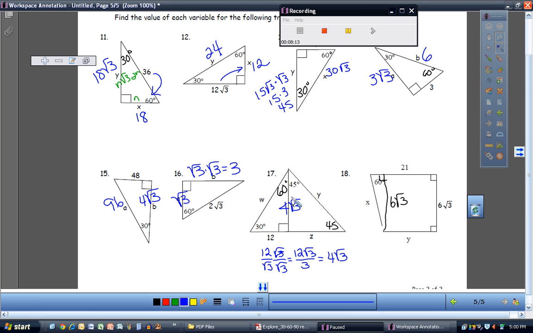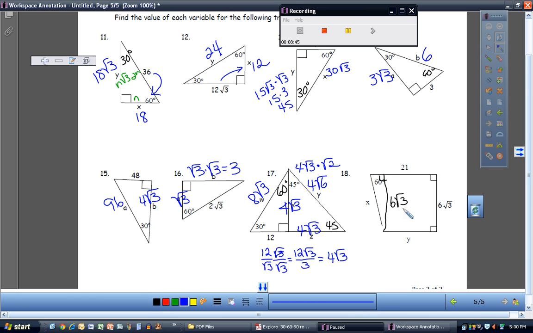If I want to get to my hypotenuse from my short leg, which is my home base, I multiply by 2. So this would be 8 square root of 3 because 2 times 4 is 8. This is an isosceles right triangle, so this leg is also 4 square root of 3. And to get from my leg to my hypotenuse of a 45, 45, 90 triangle, I multiply the 4 square root of 3 by the square root of 2, and that would be 4 square root of 6.